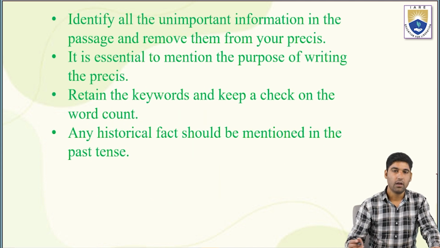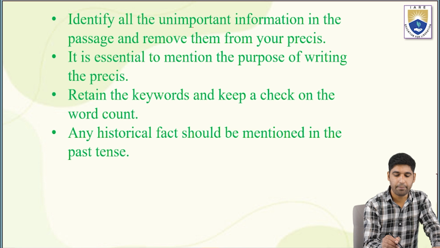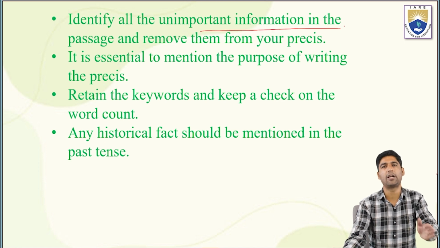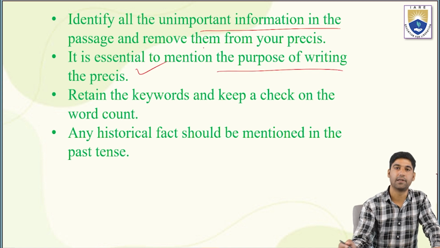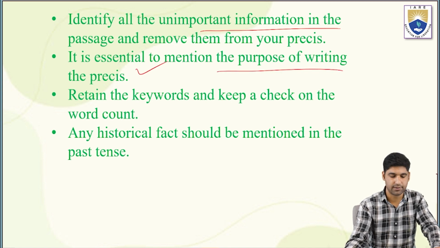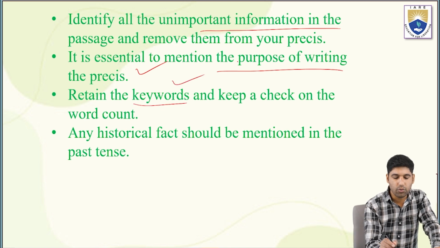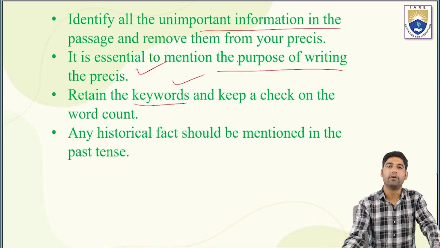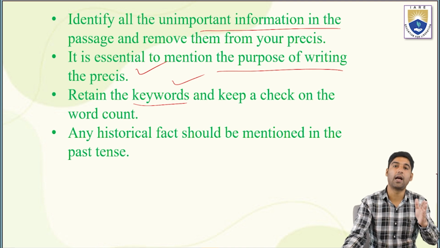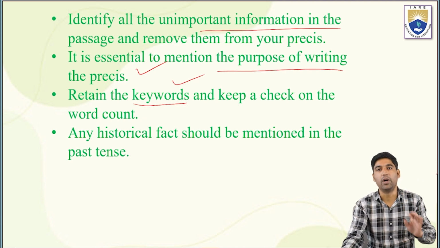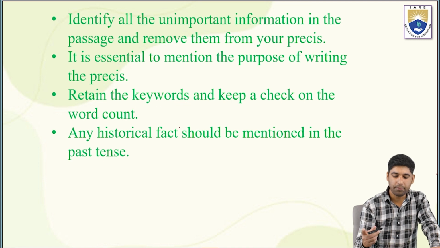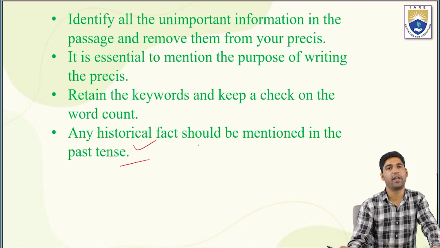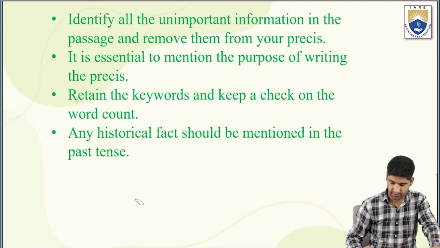Then we need to identify all the unimportant information in the passage so that we can exclude that. And it is essential to mention the purpose of writing the Precis. It's essential to write the purpose. Then we need to retain the keywords. We should retain the keywords so that we can use them in our Precis. And we need to check the word count. That's essential. If there is any historical fact in the original text, that should be written in the past tense. Very important thing. That should be written in the past tense.